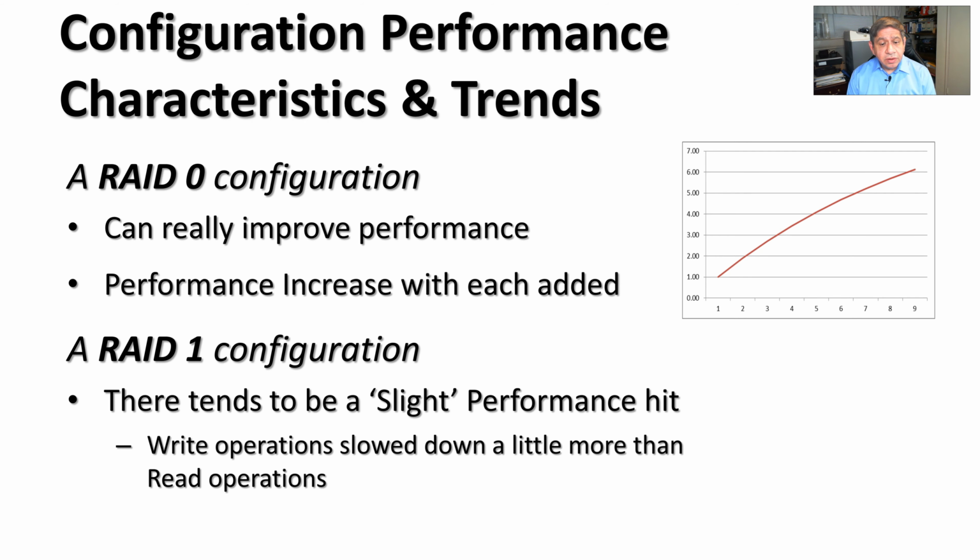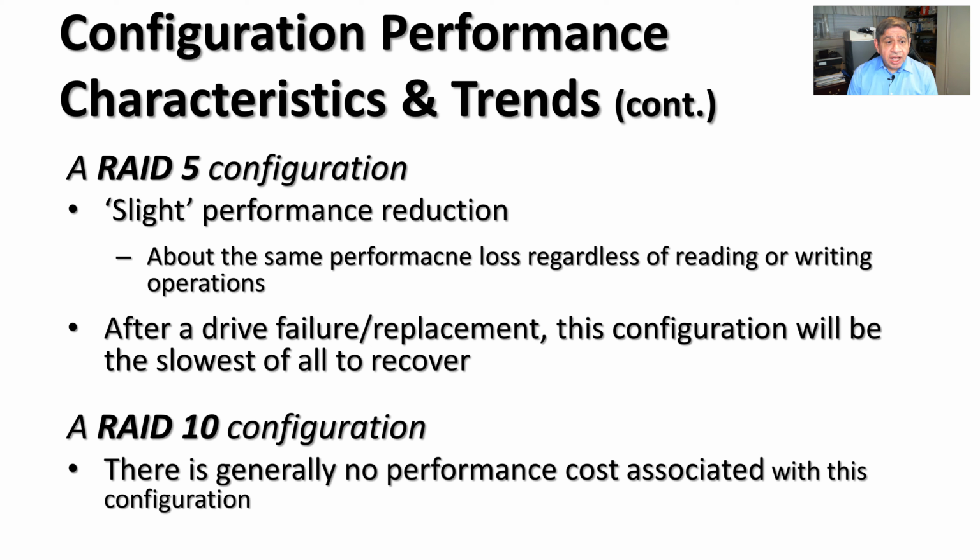But RAID 1 tends to be a slight to negligible performance hit. The write operations are slowed down because it has to duplicate between the 2 disks. But the read operations, you wouldn't even notice a difference if you ran performance tests on it. RAID 5, similar one. Very slight performance reduction, about the same as, and it comes out to be the same, unlike the RAID 1, of whether or not you're doing a read or a write operation.